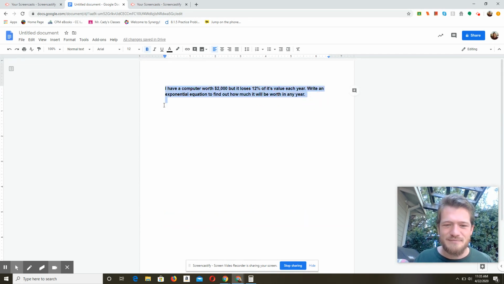I have a computer. It's worth $2,000. It loses 12% of its value each year. So it's decreasing by 12% every year, the value. Write an exponential equation to find out how much it would be worth at any given time, any given year.